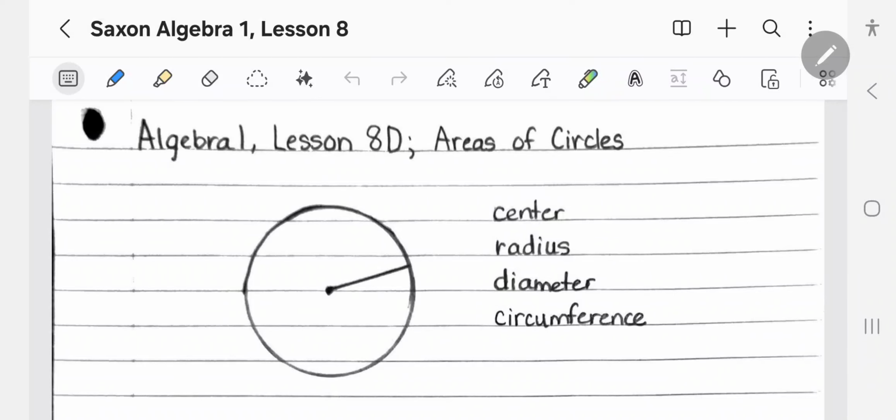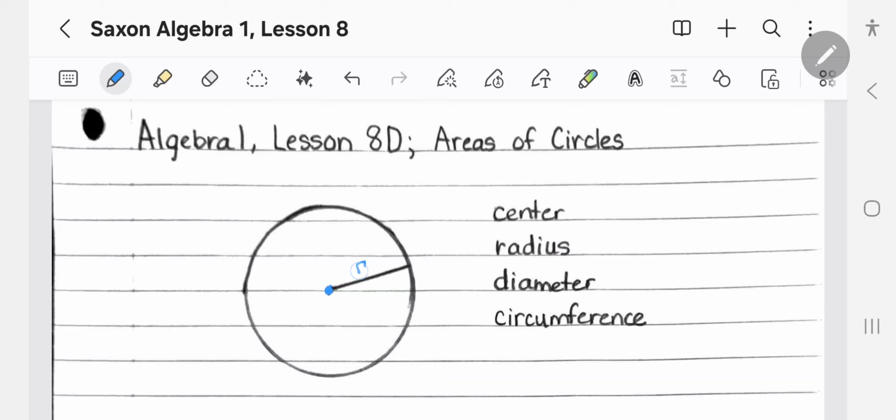This is Algebra 1, Lesson 8D, Areas of Circles. We've learned a little bit about circles. Let's review a few terms. We know that the center is this point in the middle that is equidistant from the edge of the circle all the way around, and that equal distance all the way around from the center out to the outside of the circle is called a radius.